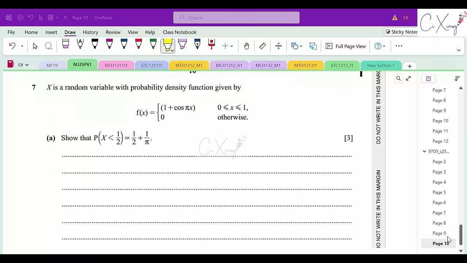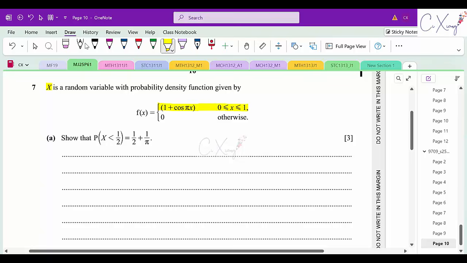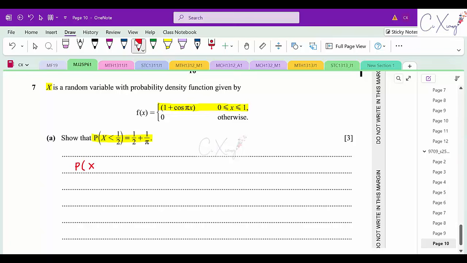Okay, then we are now at question number 7, the very last question for this paper. We are given a PDF for the random variable x, then this is the definition for the function here. They want us to show that the probability of x smaller than half equals this answer. To get the probability in a continuous random variable, you have to apply integration.